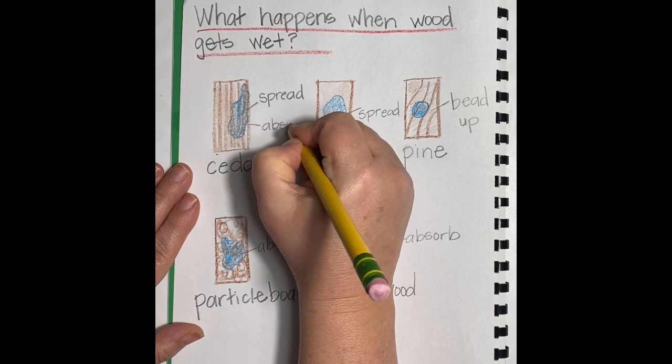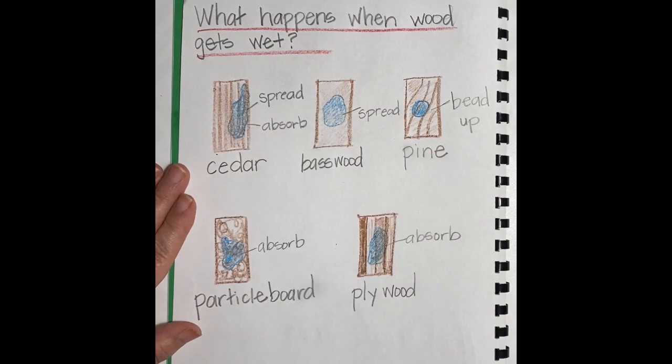What are some other things that you observed when the wood got wet? Write a sentence in your journal, take a picture, and upload it to your Google Classroom.